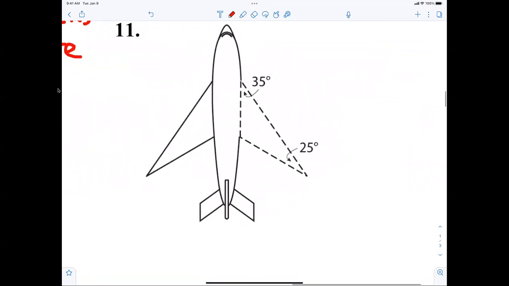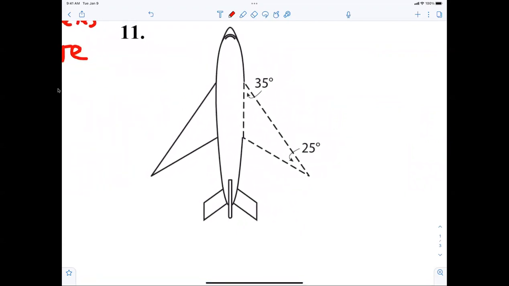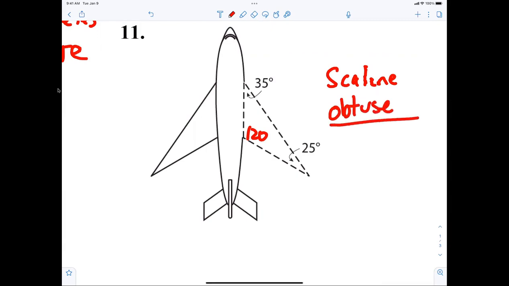Let's take a look at this wing of the plane. I like scalene. Scalene and what? Why do you think it's acute? What's the measure of the missing angle? 120. So now it's going to be scalene and what? Scalene and obtuse. That is correct. Scalene and obtuse.